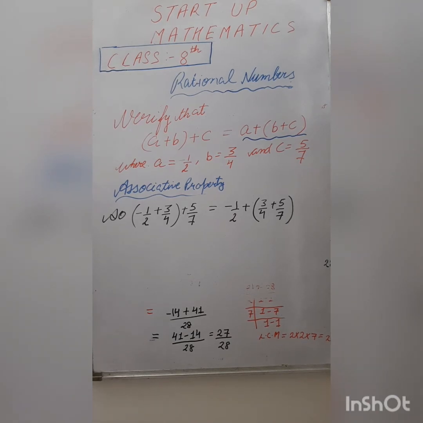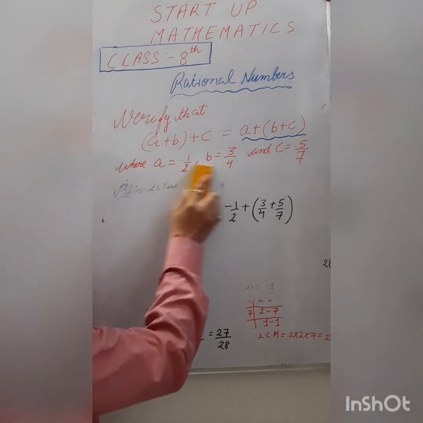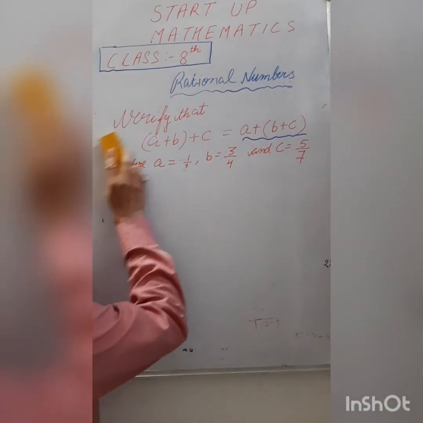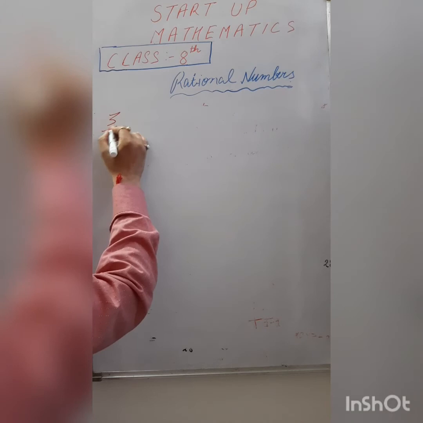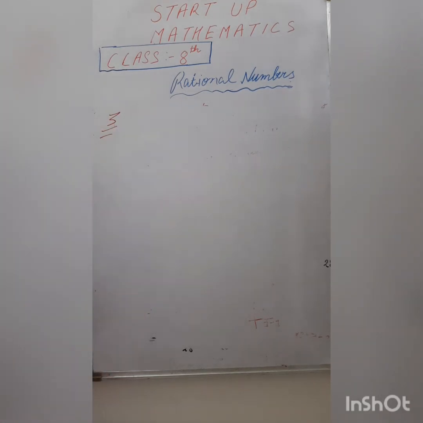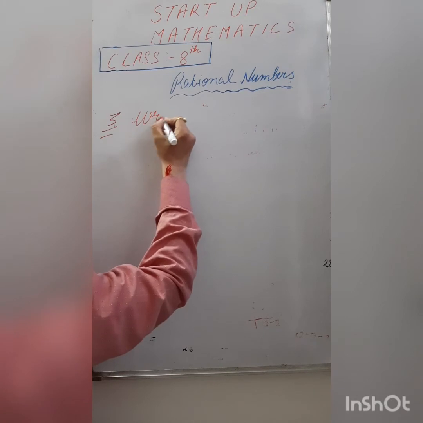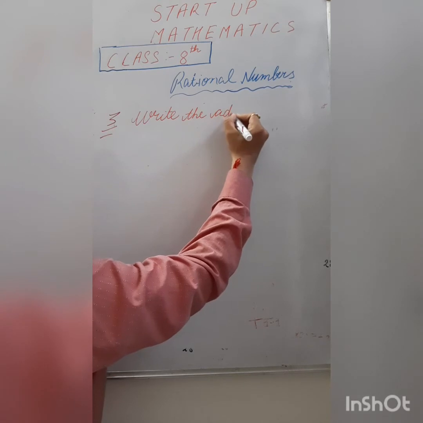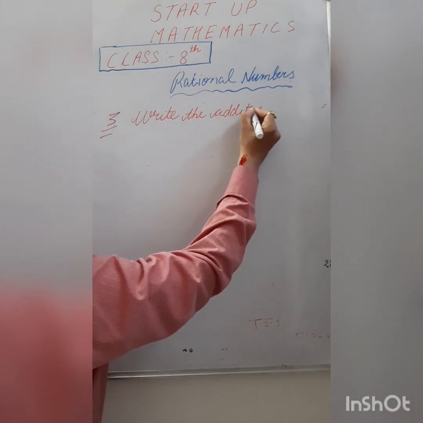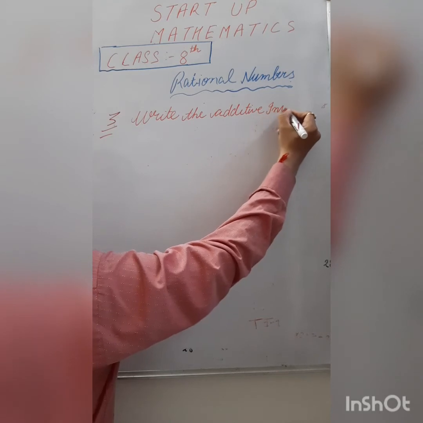Let's move to another sum based on the property that is the additive inverse, and it is a very important property, additive inverse, right? Very important property. Write the additive inverse of given rational numbers.